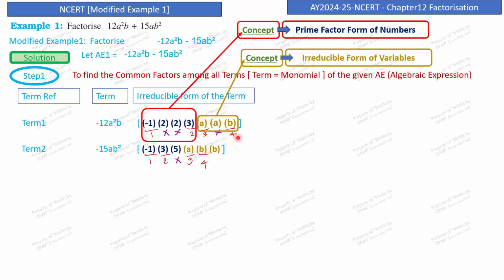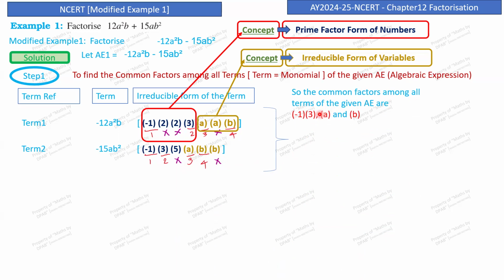Right? So in term 2, what are the factors? They are not marked now. It is 5 and B. So you need to mark it separately: this is not a common factor, this is not a common factor, like this. You can just mark it. Now we are moving ahead to the common factors among all the terms.